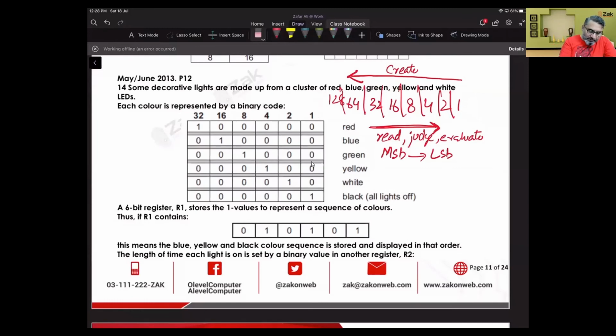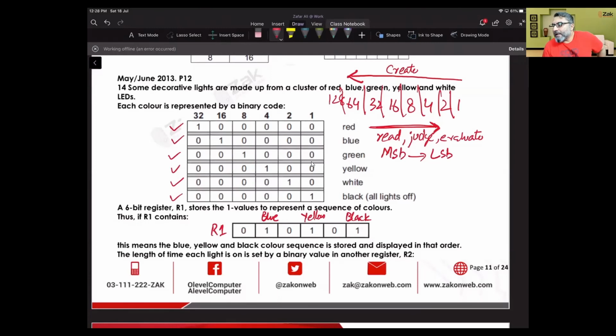So this is red's code, this is blue code, this is green, this is yellow, this is white, this is black. So it means that this is blue. This one is actually blue, then green, and then yellow, then white and then black. Get the idea? So a 6-bit register R1, the name of the register is R1. This is R1 register.